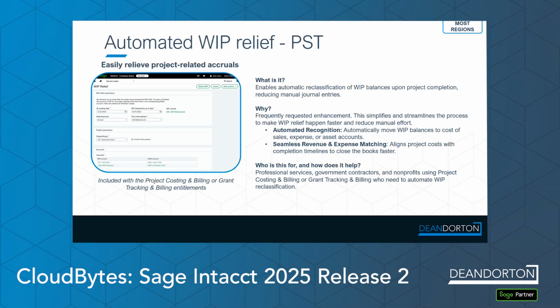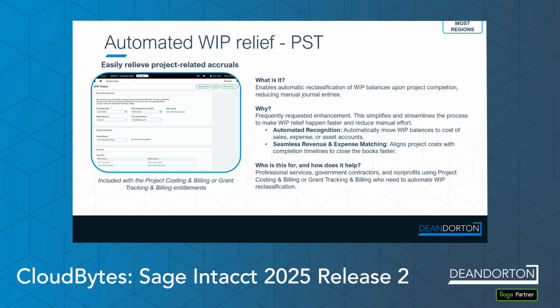Automated WIP relief, we do have that as a capability now in the system in your project costing and billing modules. So you do have to have the full project capabilities inside of Intacct. This is not for basic project tracking or even project costing modules. It does need to be the full project costing and billing, but it enables an automatic reclassification of WIP balances upon project completion, reducing any manual journal entry.